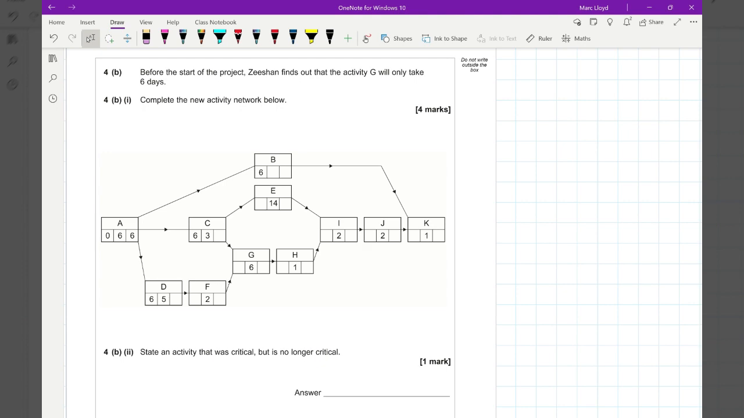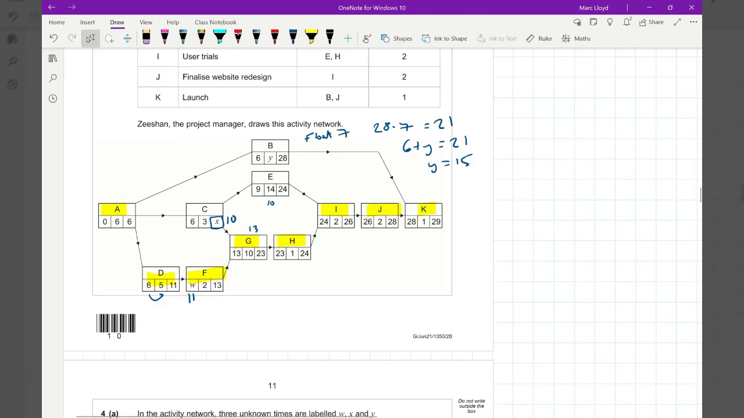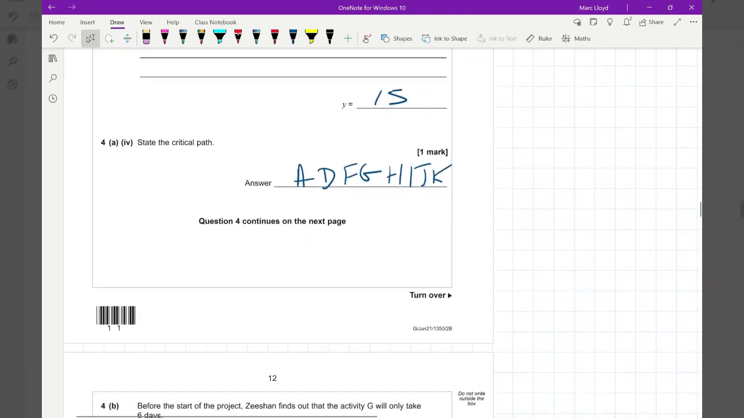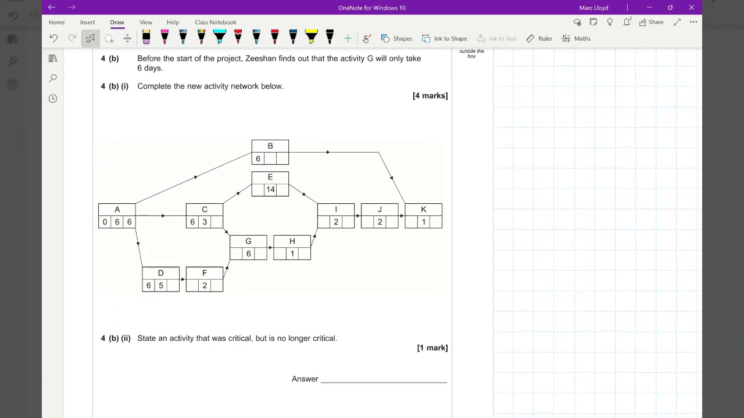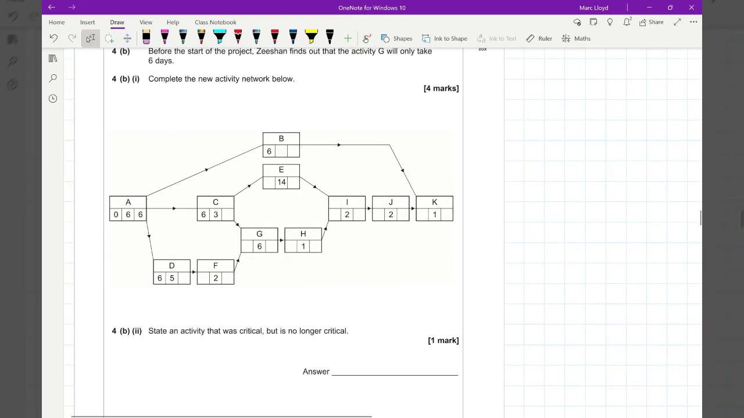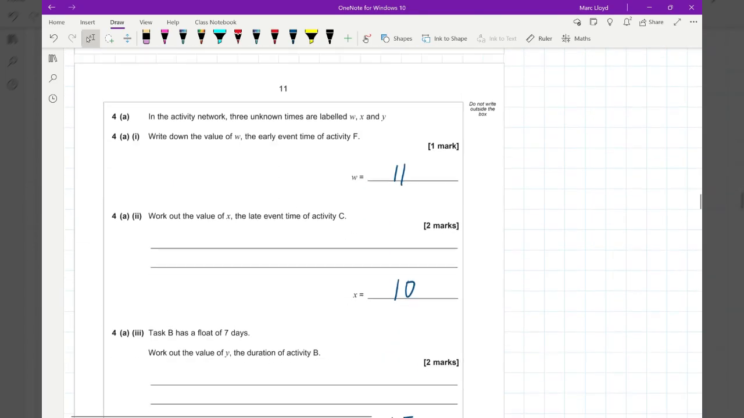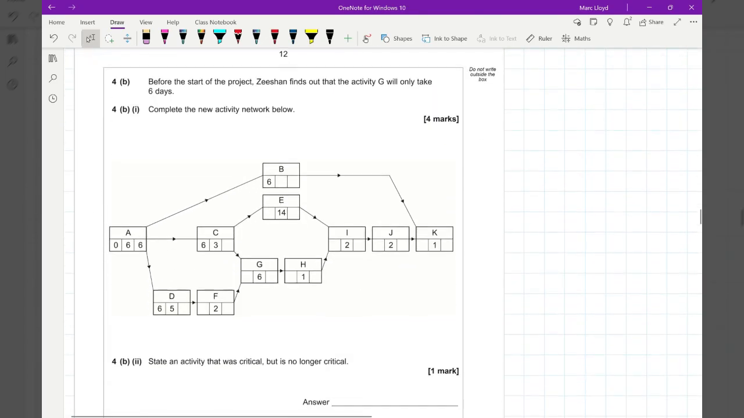complete the activity network. So effectively, lots of this is going to be very similar. However, they want us to do it all again. Now, the first thing I notice is we don't have that duration for B. So I'm just going to scroll up. B was Y. Y is 15. So I'm going to put that in there, 15.